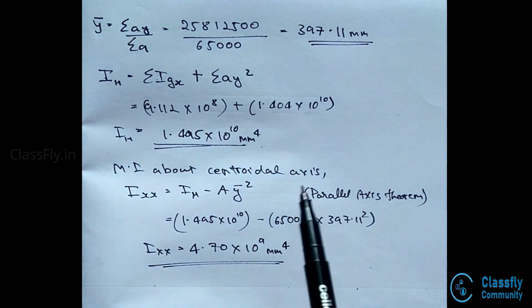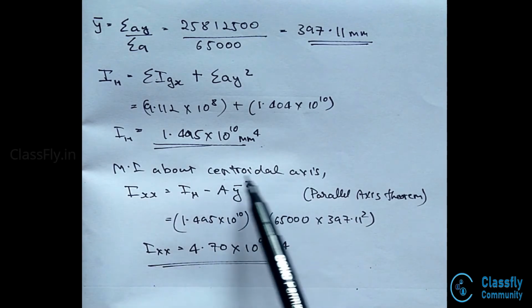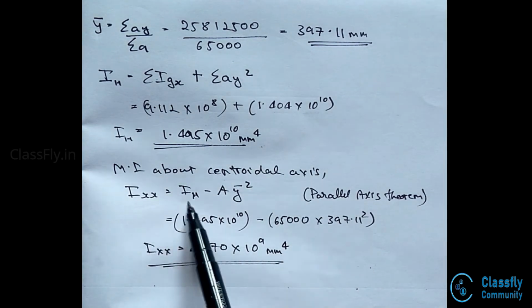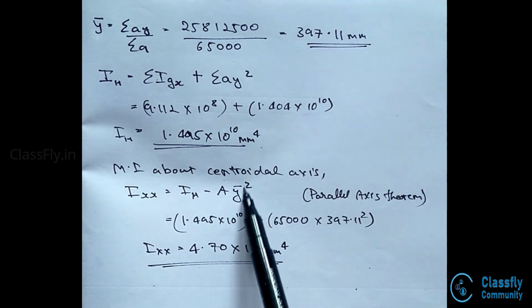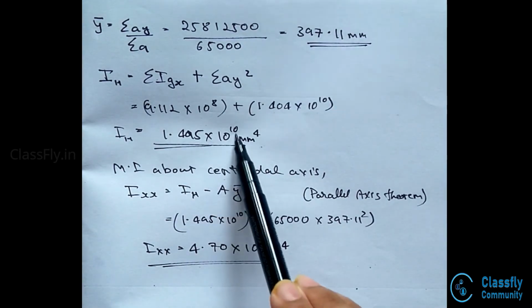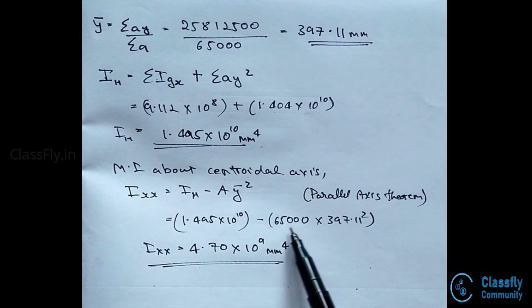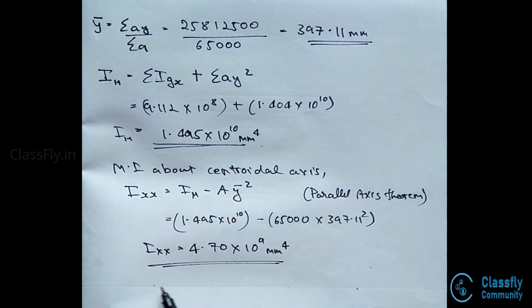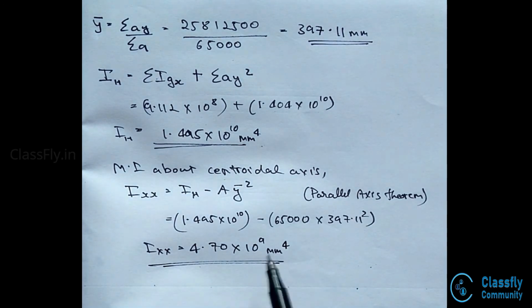Now, they've asked us the moment of inertia about the centroidal axis, say xx. Now, from parallel axis theorem, we know that I11 is equal to Ixx plus A y bar square. Hence, Ixx can be given by I11 minus A into y bar square. Hence, we have Ixx equals I11, that is 1.495 into 10 to the power 10 minus A, that is summation A 65,000 into y bar square, that is 397.11 square. Hence, we get the value of Ixx to be 4.7 into 10 to the power 9 millimeters to the power 4.